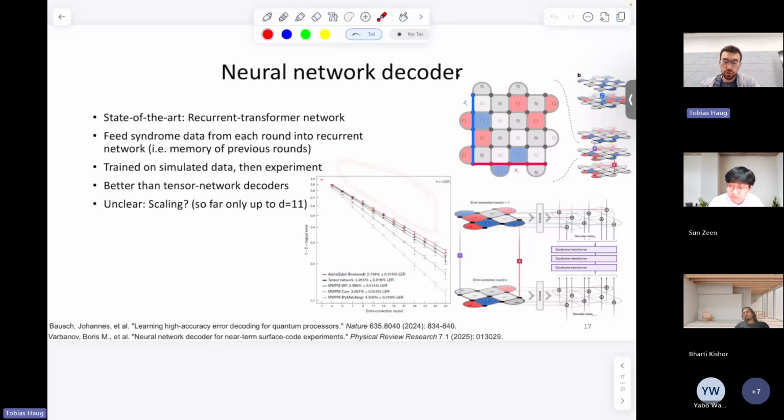The downside is, of course, you have to train. So before you run it, you have to generate data and feed it into a network and start training, which can take a long time. And the scaling may also be unclear because for every new chip, you have to train again. Or for every different distance, for every different code, you have to do the training again. So these data-driven approaches require a lot of initial work for training, but once it's trained, they perform quite well.